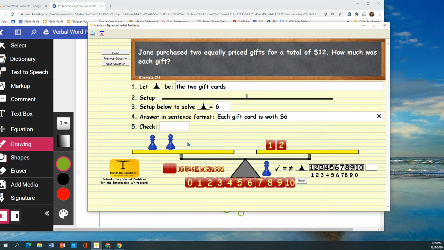Okay. And I'm going to go back and check this, because if I replace the pawn with 6, because that x equals 6 and this pawn equals 6, I know that 6 plus 6 is the same as 12. And when I say the same as, that's an equal sign. So we know that we got it correct. Our check is correct. 12 equals 12.